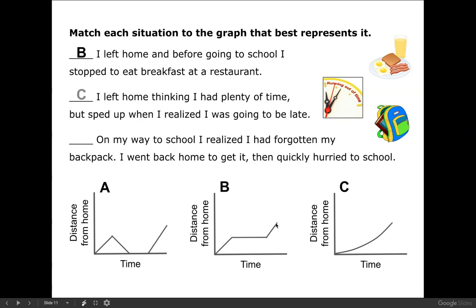The next one would match with C. I left home thinking I had plenty of time. So we're traveling down, doing just fine as time's passing by. We're just getting a little bit away from home as we go. But then we speed up when we realize we're going to be late. So time is still passing by, but look how our distance from home starts getting faster and faster, or getting further and further away because we're driving faster and faster.